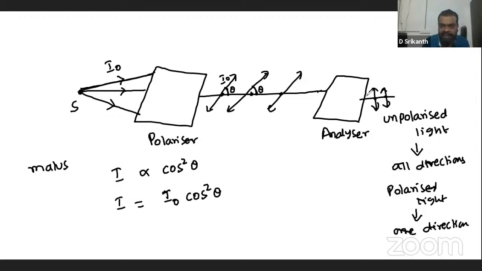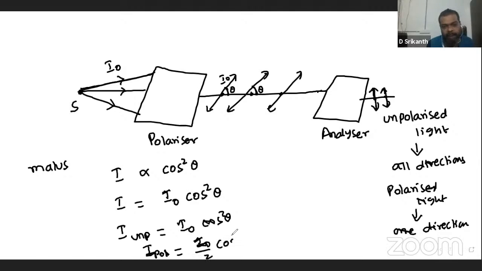Here the intensity becomes half, so we write it as I naught by 2. The intensity for unpolarized light we can write as I naught cos square theta, whereas for polarized light we can write I naught by 2 cos square theta. Students, please go through the numericals on this Malus law. Most important. For the last 3 to 4 years, every time they are asking one question on this Malus law.